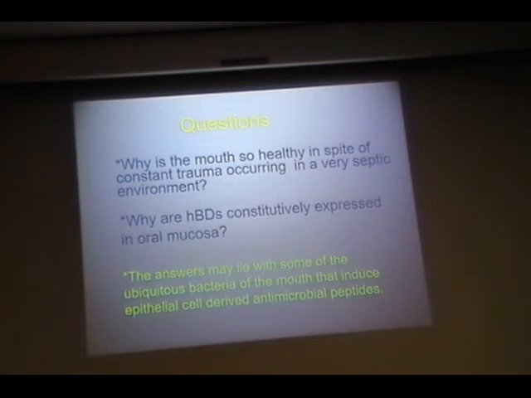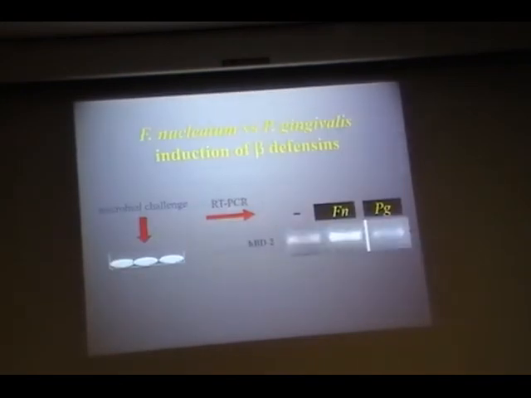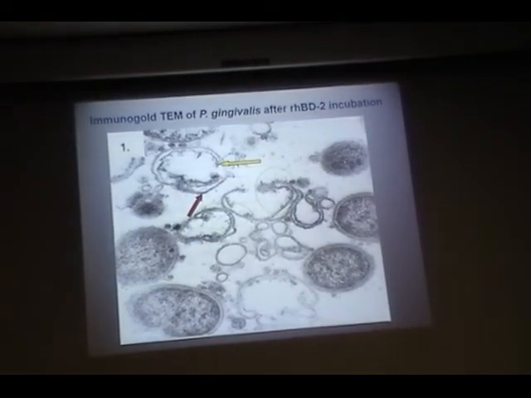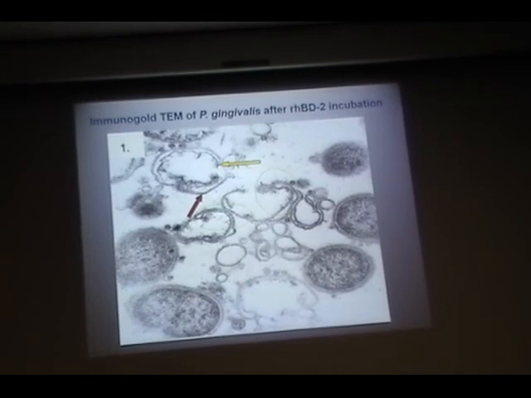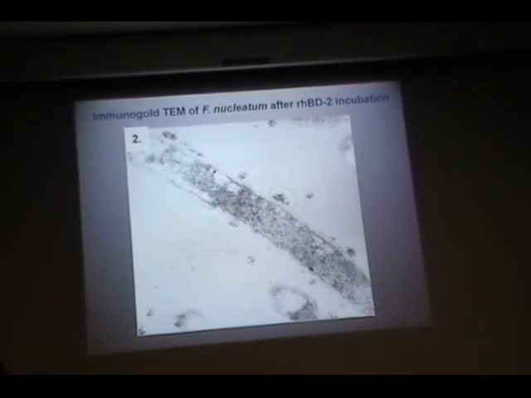So I don't want to go into those slides, and we don't have much time, and it's 10 of 12. So all of this is just telling you about the Fuso, the Porphyromonas, giving you sensitivity levels, what happens when PG comes in contact with recombinant HBD2. And notice FN, on the other hand, has this incredible ability to sequester the molecules away from the membrane so that it can thrive. So those are things that you can see.